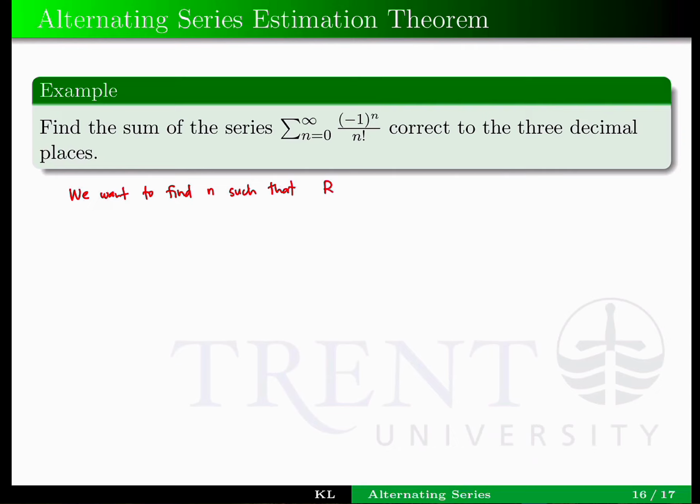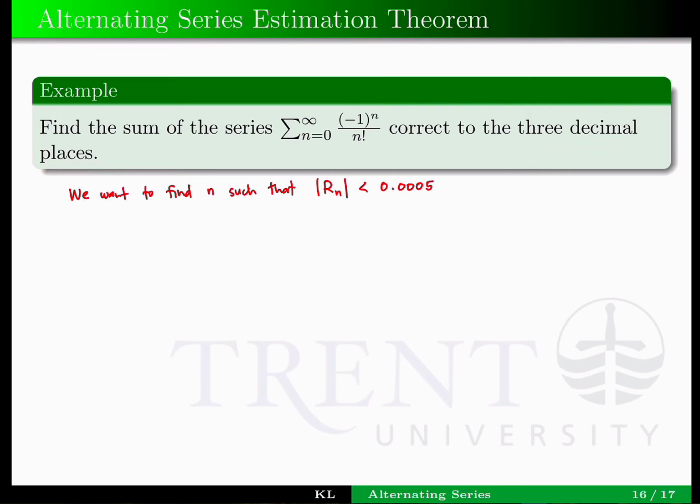the error term in absolute value, correct to 3 decimal places, means you have 3 zeros after the decimal point. And even if you round up, you have your 0.5, you will still have correct 3 decimal places. So you want your absolute value of Rn to be less than 0.0005. Okay? 0.0005.